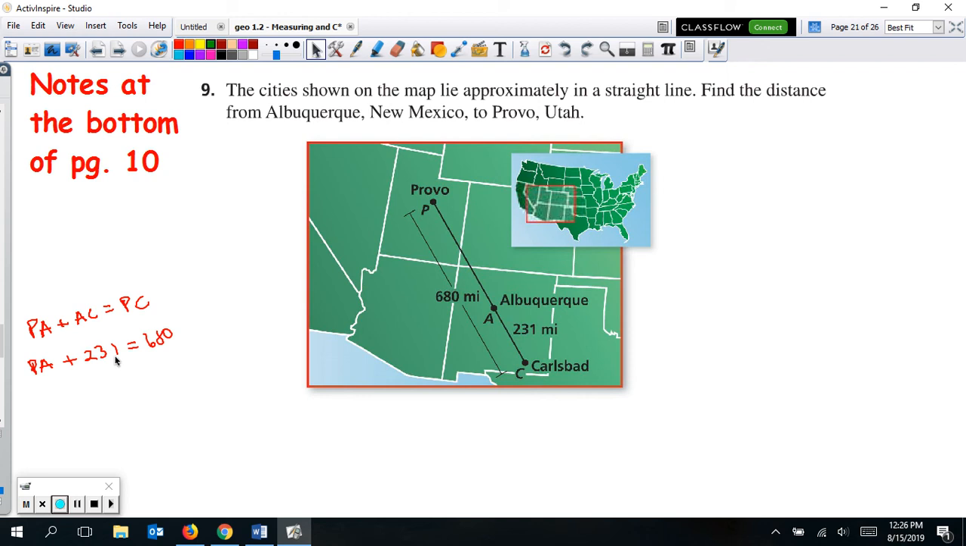All we have to do now to find PA is subtract 231 from both sides. That means we just do 680 minus 231. You can just take the whole long segment and subtract out the smaller one you're given, and that will give you what you're trying to find. So 680 minus 231 is 449. So PA, from Provo to Albuquerque, is 449 miles.